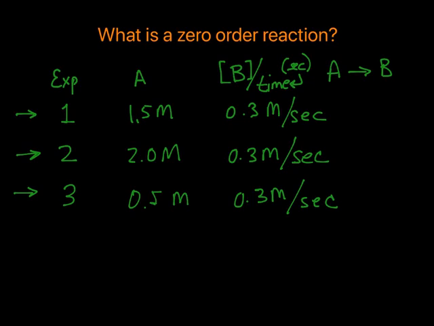So it doesn't matter then. We can now predict that it doesn't matter what concentration of A we have, the production of B will stay at the same rate. So the rate is constant.